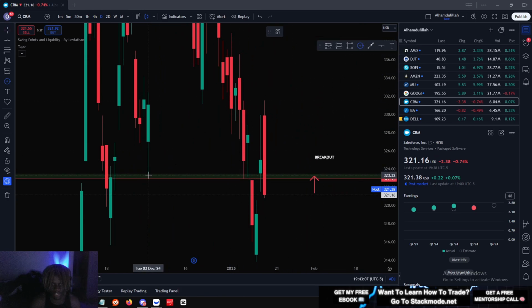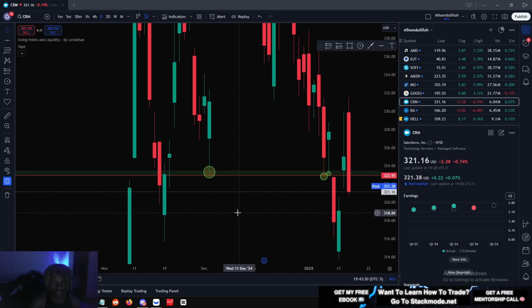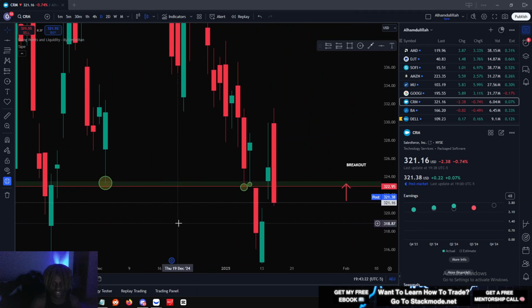So there's a support candle right here. Support candle right here. Support candle right here. Support candle in 3 different places, right? And guess what? Price said, you know what? I'm tired of this. I'm breaking out. And it did exactly that.